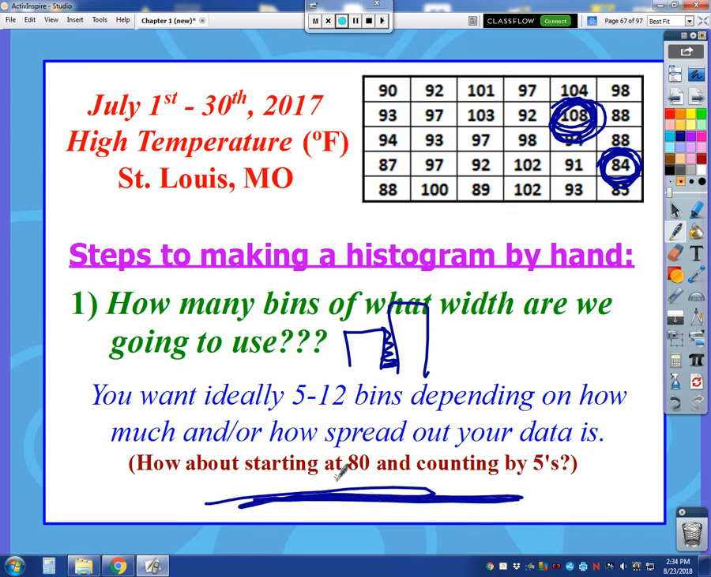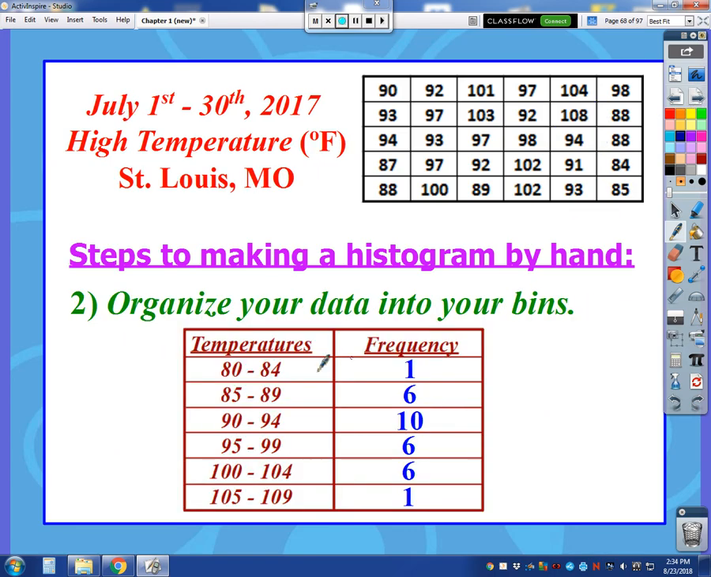I'm thinking starting at 80 and counting by fives until we get to the max of 108, which means we'll have to see a 110 at the very end. I think that's going to look nice. But again, there are kind of infinitely many ways you could make this, but there's only so many of those infinitely many that'll look nice and give you that nice 5 to 10 or 5 to 12 bin range. So now I need to organize my data.